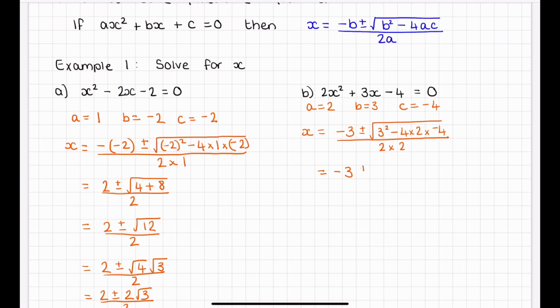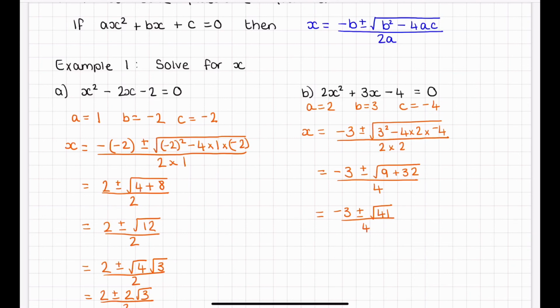Simplify, so minus 3 plus or minus 3 squared, which is 9, minus 4 times 2 will give us minus 8, times minus 4 will give us plus 32. And all divided by 2 times 2, which is 4. And so we'll have minus 3 plus or minus the square root of 9 plus 32, which is 41, divided by 4. Now we can't do anything with the square root of 41, so we're just going to leave our answer like that. So it'll be minus 3 plus or minus the square root of 41 on 4.